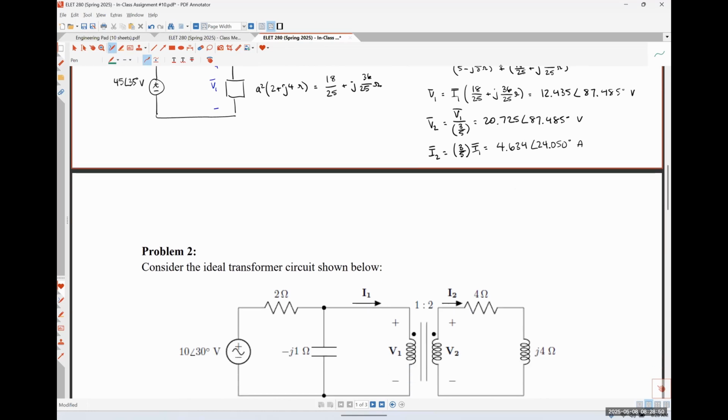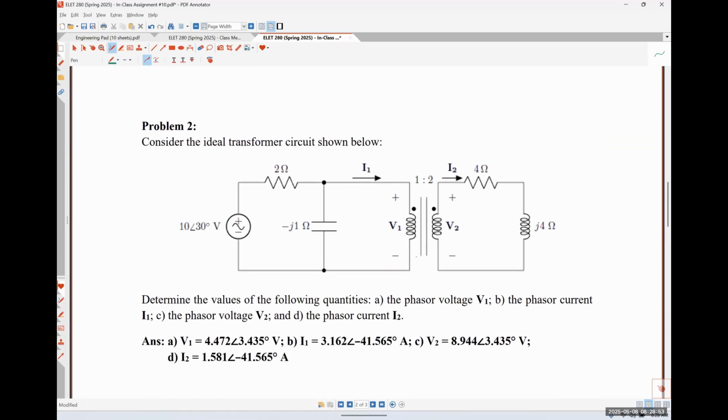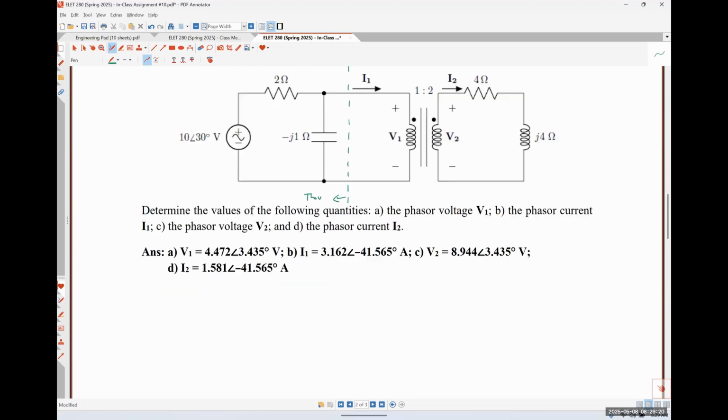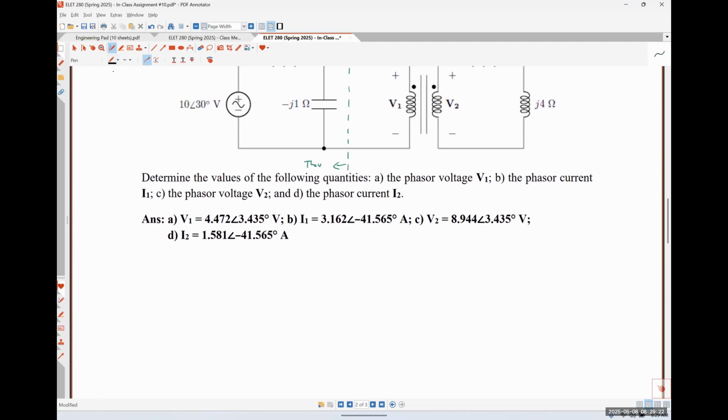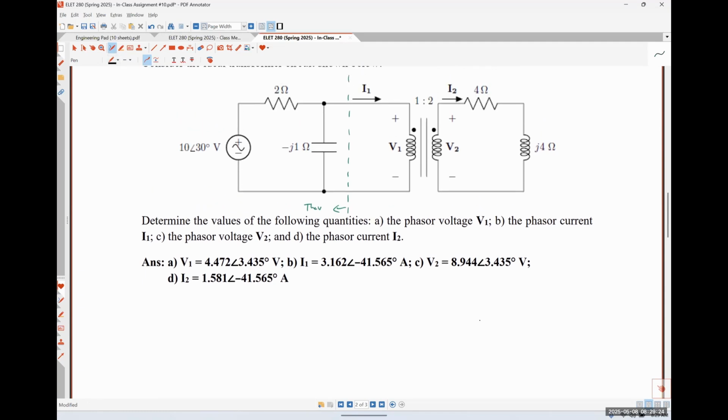So I think that the easiest way to work this problem is actually to just draw a dashed line right here and then find the Thevenin equivalent of everything to the left. And then we have essentially the exact same circuit that we just worked with, just different numbers. So this is probably the easiest way to make this circuit look like every other thing that we're going to work with these transformers. Okay. So how would I find the Thevenin equivalent voltage?